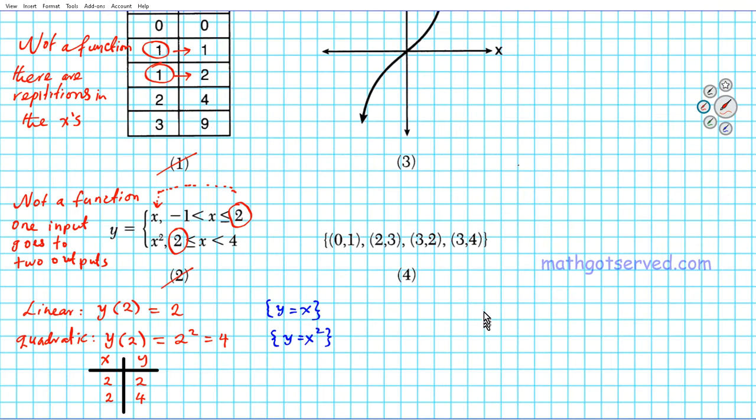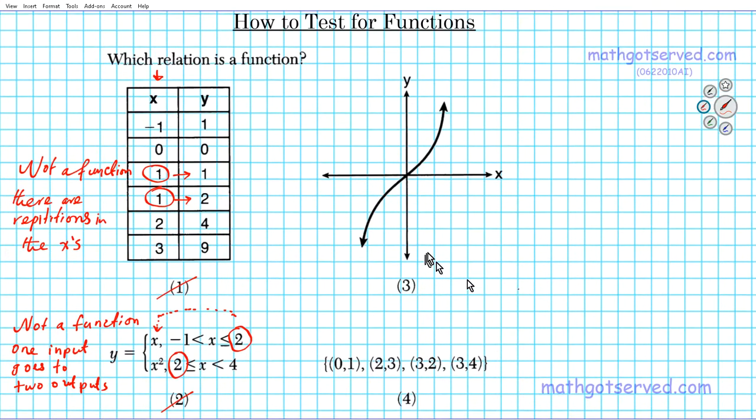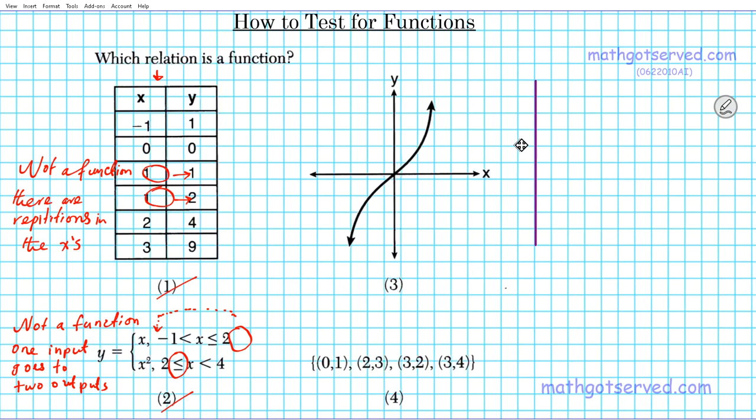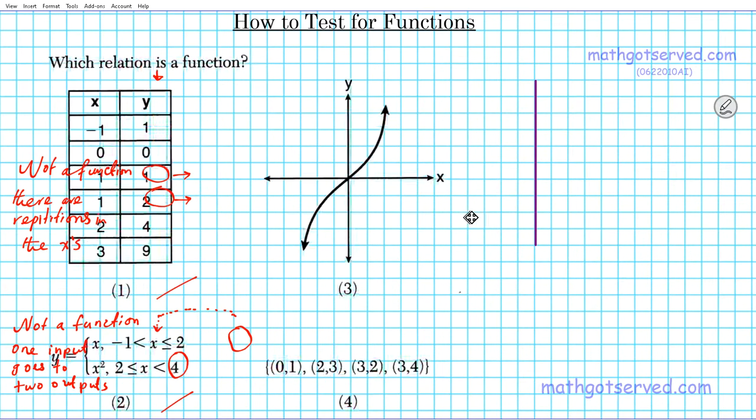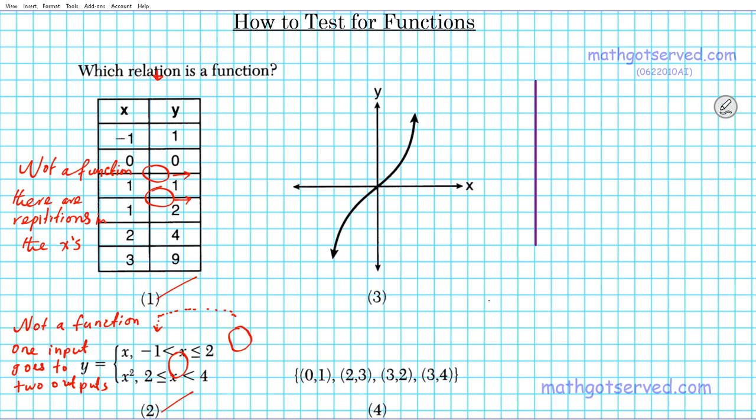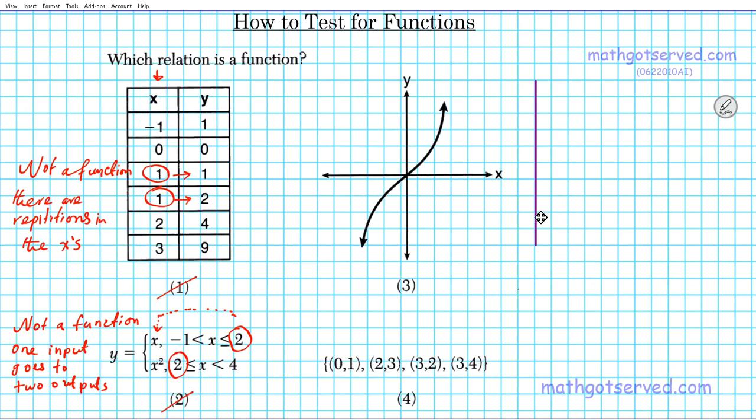Now let's take a look at the third one. It's pretty easy to test. This one, you have a graph here of a relation. All we just use is a vertical line test. So let's draw a nice little vertical line. So the question is, if we run this vertical line across the entire domain, will there be more than one intersection?